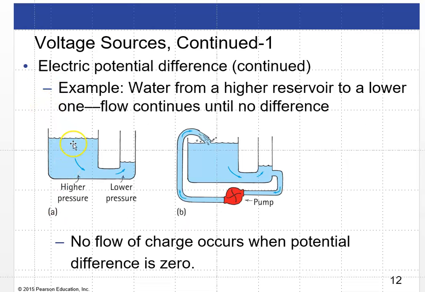Now, if you have water from a higher reservoir, it'll flow to a lower one. And it'll keep on doing that until these two are the same height. In other words, until the pressure difference between them disappears. And when that happens, then the flow of charge ceases, just like the flow of water ceases.